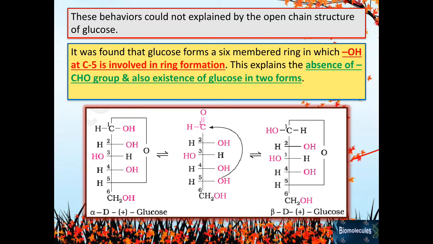As far as your annual examination is concerned, this open chain structure as well as these two ring structures that you are seeing on the screen will not be asked for an examination. Writing this open chain structure, this Fischer structure, for 1 mark or 2 marks will not be asked. But there is another very important structure called the Haworth structure. That structure is important from the examination point of view.